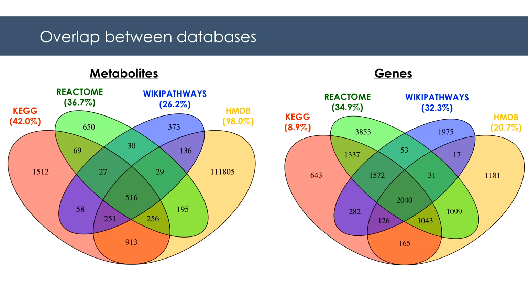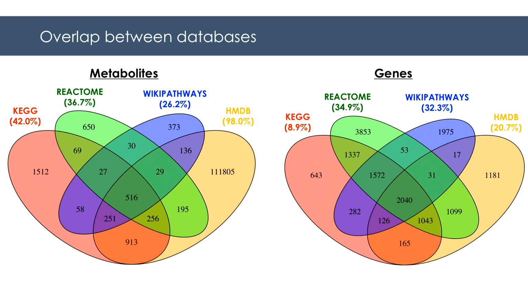Look here. This is the overlap between the databases. Even though there is some overlap, it's actually really small. These percentages are whatever is unique to that database. If you look here, 42% of the metabolite annotations in KEGG are found only in KEGG. Likewise, you see a general pattern where about a quarter to a half of a lot of these annotations are only found in that particular database.